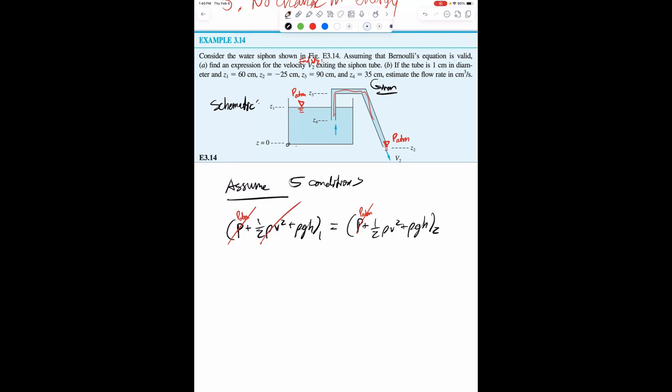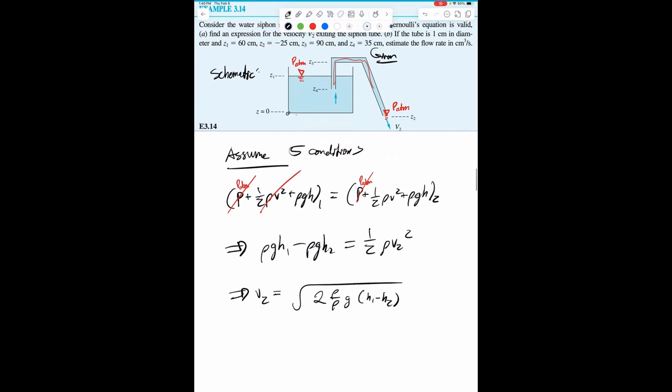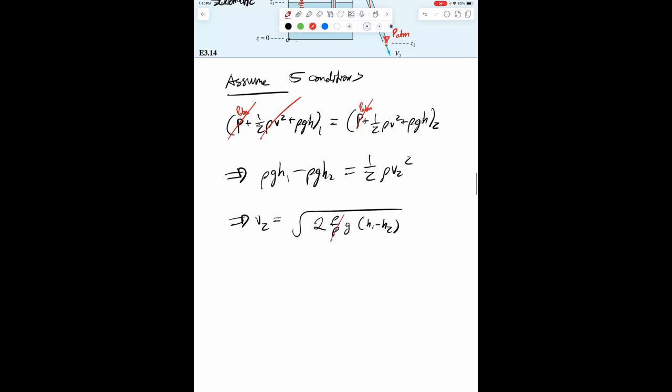We want to solve for V2, or find an expression for V2. So I bring this rho g h on the right-hand side to the left-hand side: rho g h1 minus rho g h2 equals 1/2 rho V2 squared. Therefore, V2 is equal to the square root of 2 times rho over rho, times g times (h1 minus h2). That's our expression for V2.